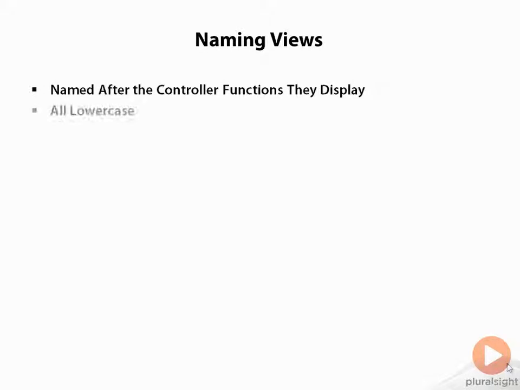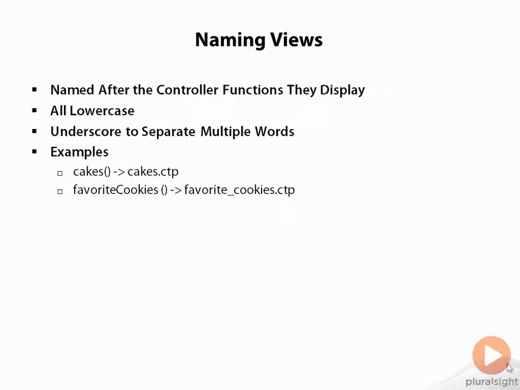When naming views, you'll want to name them after the controller functions that they display. The view names will all be lowercase. The underscore will be used to separate multiple words. So for example, our cakes function will have a view called cakes.ctp. CTP stands for cake template.